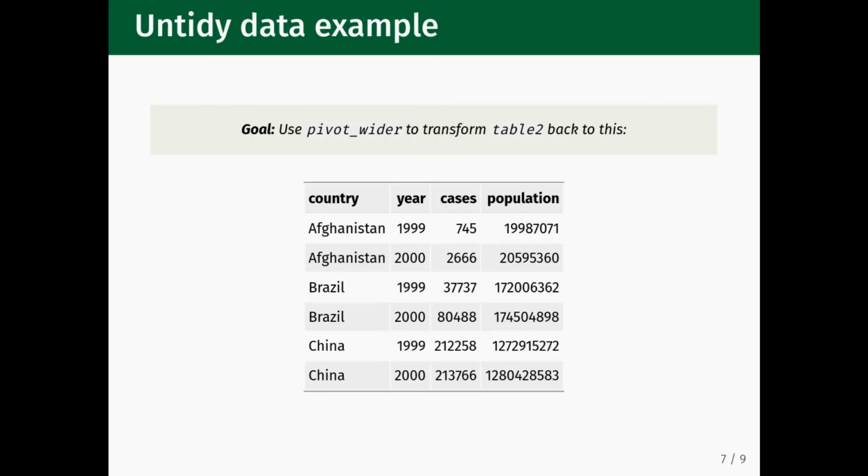We want to convert the long, untidy dataset into a tidy format. We will do this by unstacking the columns that contain the cases and population variables. Note that we have a column called type, which contains the names of the columns we want to create. We also have a column called count, which contains the values that we want to unstack.